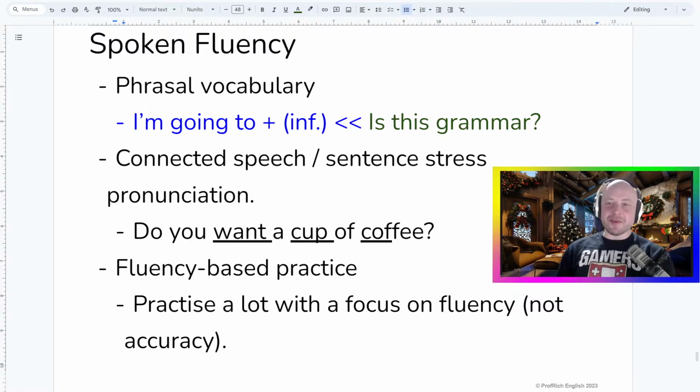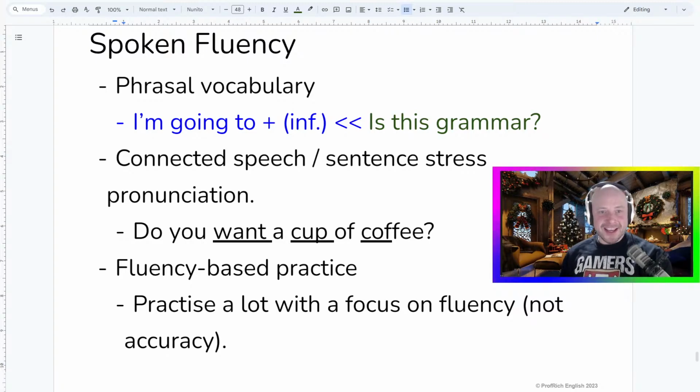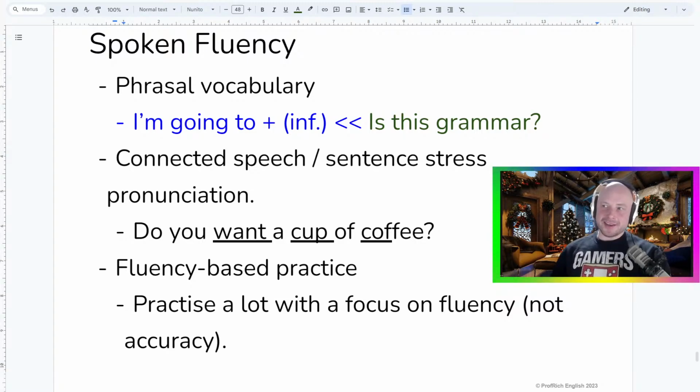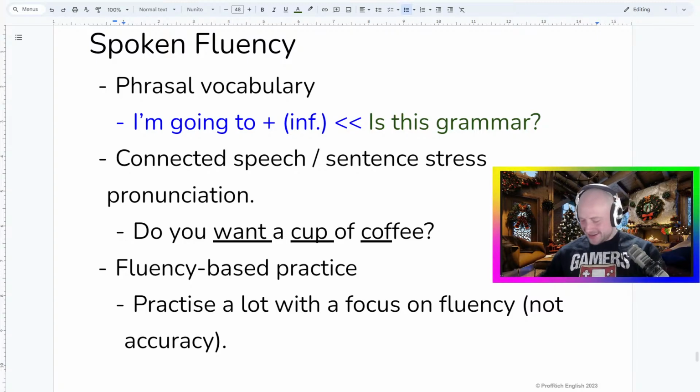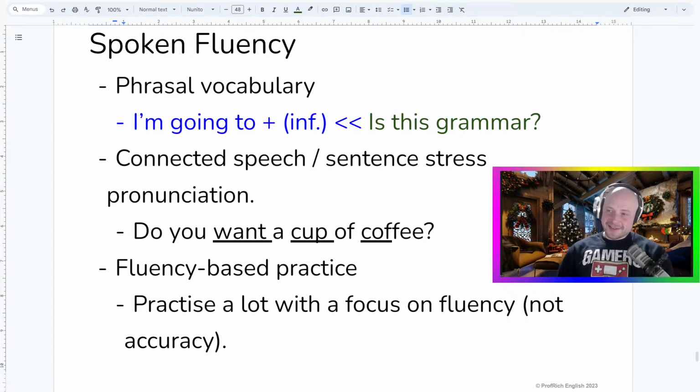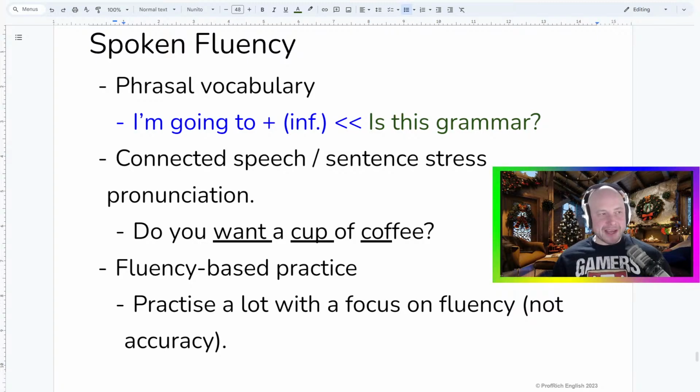Thank you, Teacher Rich. I'm not a grammarian. Yeah, I am a grammarian, actually. I am a grammarian, but I'm a weird grammarian because I'm a grammarian who favors other things. So I am a grammarian, but I'm a grammarian who realizes that for learning to speak English fluently, the grammarian's perspective is not necessarily the best perspective.